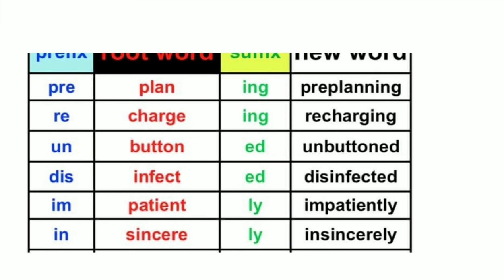And also, it's the formation of a word by means of an affix, and the act of attaching or fixing something. For example, the prefix is pre and the root word is plan, and the suffix is ing, and the new word is preplanning. The prefix is re, the root word is charge, the suffix is ing, and the new word is recharging. The prefix is un, and the root word is button, and the suffix is ed, and the new word is unbuttoned.